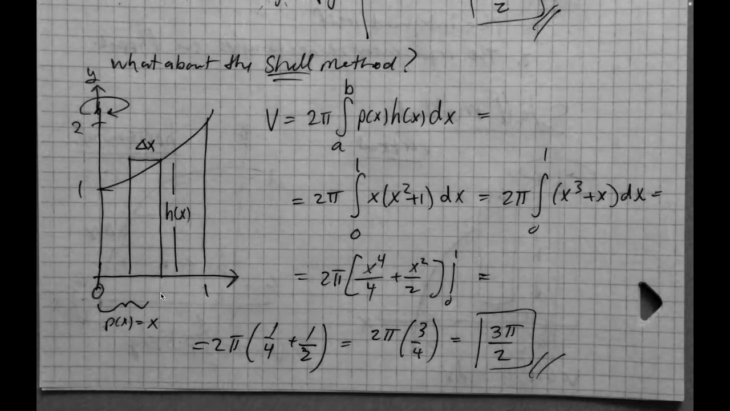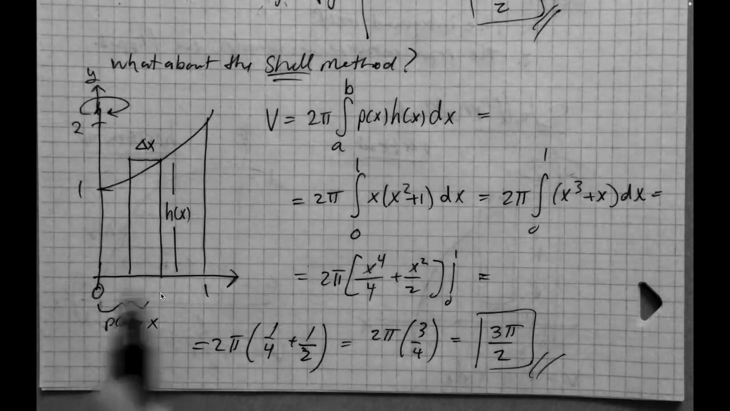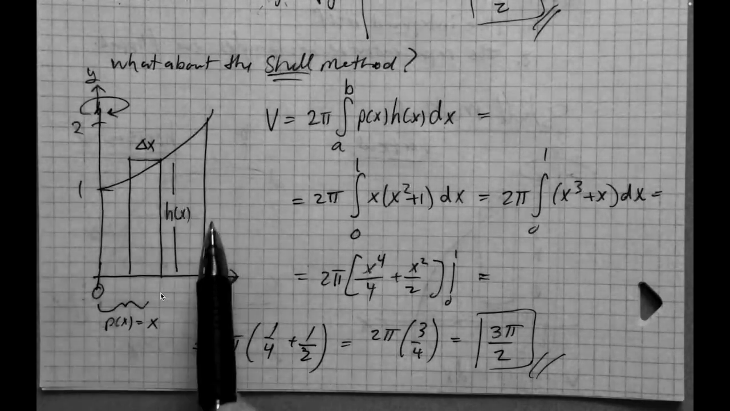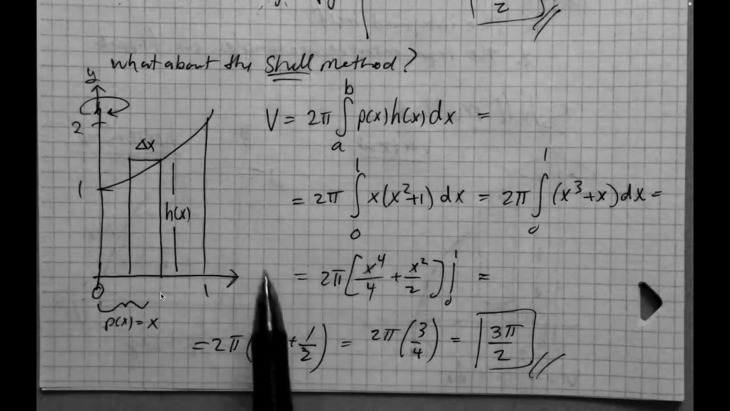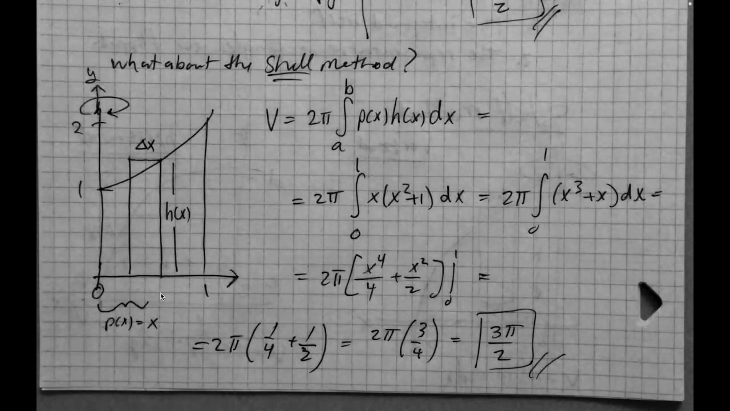So I myself tend to prefer the disk and washer method. I just find it a little bit more straightforward, a little quicker. But I'm versed in the shell method as well. So if I come across an integral where I need to do something, and it is in fact a lot easier with the shell method, I can do that, right? But it's not my default. My default is disk.